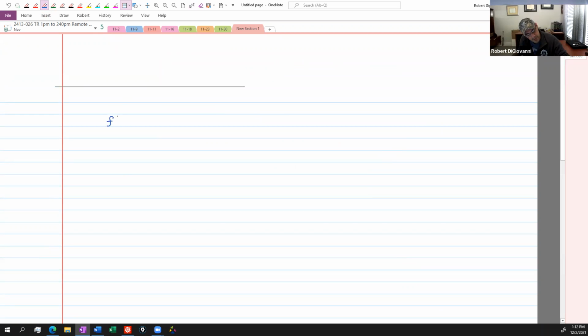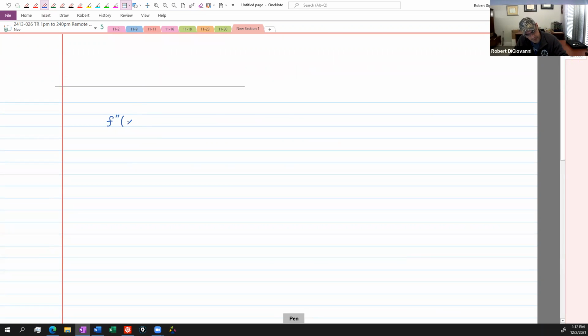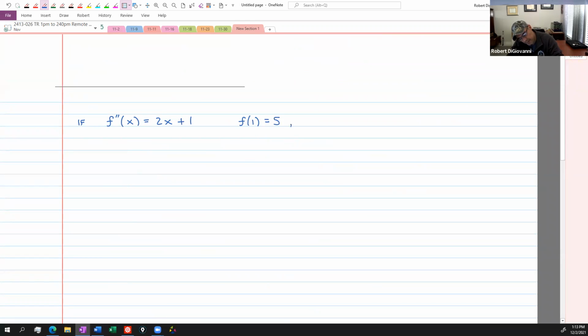How about I tell you the second derivative of some function? Did we use t or x there? We used x. We'll use x again. Let's do the same one. It was 2x plus 1, right? I'm going to give you that. So if this is true, right? And then I tell you this. F of 1, let me go look at the problem I just gave you. F of 1 is 5. F of 0 is 3. Find f of x.